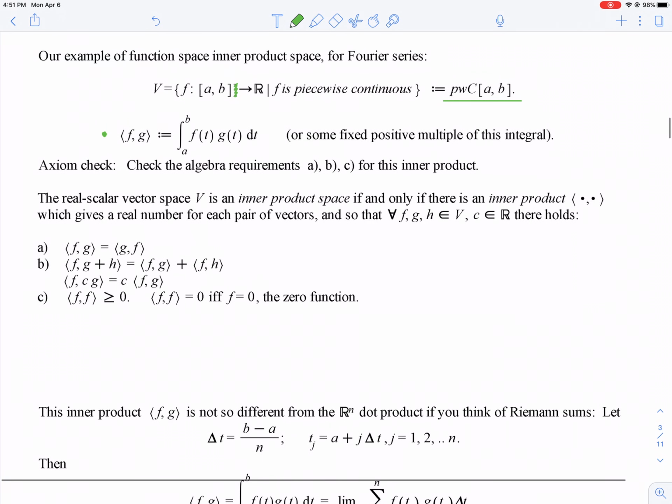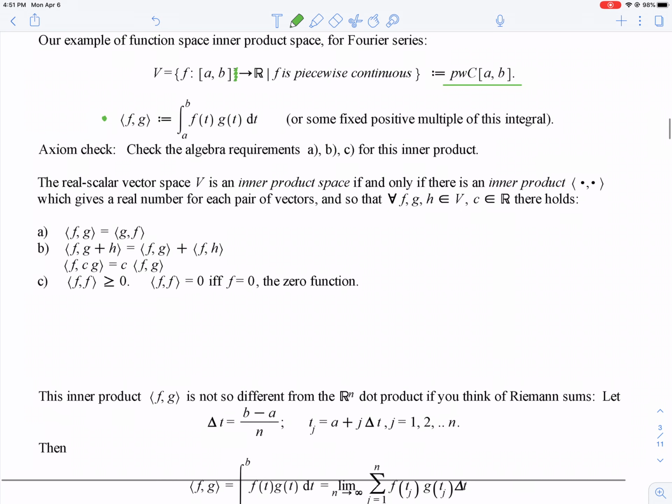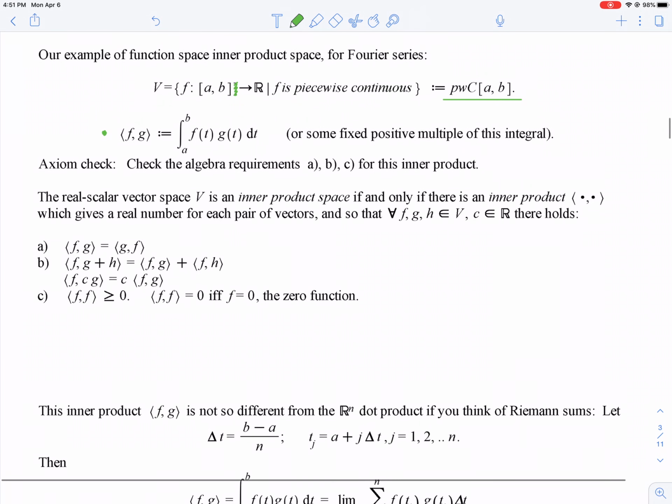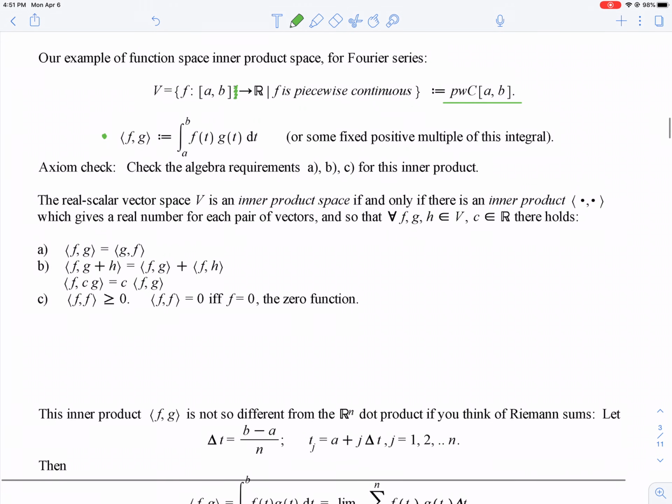And as soon as we check the three axioms for inner products, then we can go ahead and do everything we used to do with the dot product in Rn. So if you look at these first two, the inner product of F with G is just the integral from A to B of F of T times G of T, and that's the same as the integral of G of T times F of T. And so that's why A is true.